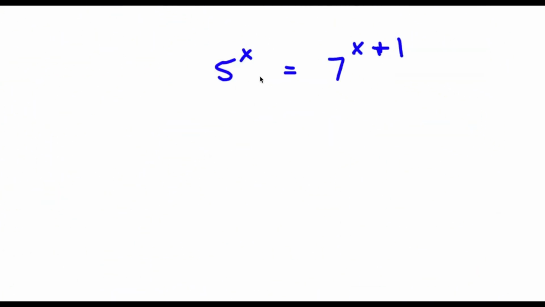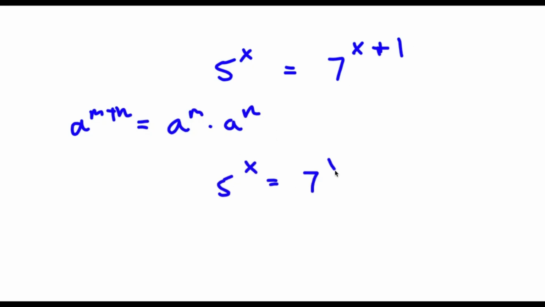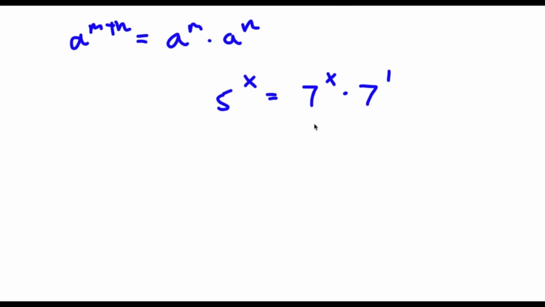Alright, so I have 5 to the power of x is equal to 7 to the power of x plus 1. Now, if I have something in the form a to the power of m plus n, this is equal to a to the power of m times a to the power of n. So 7 to the power of x plus 1 is going to equal 7 to the power of x times 7 to the power of 1. Now I'm going to go ahead and divide both sides by 7 to the power of x. So then these two cancel out.